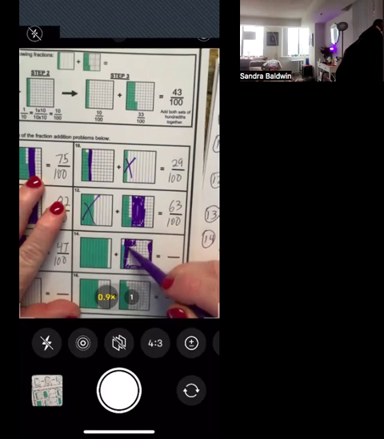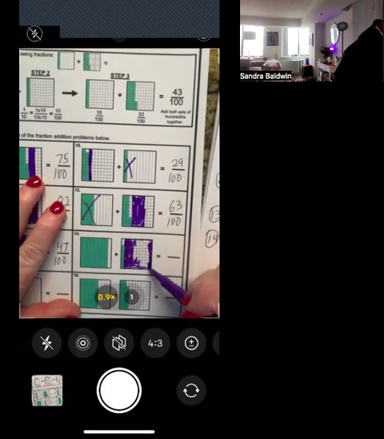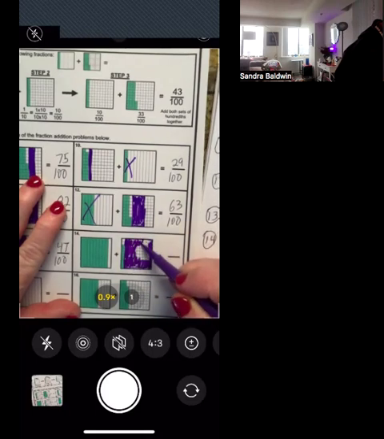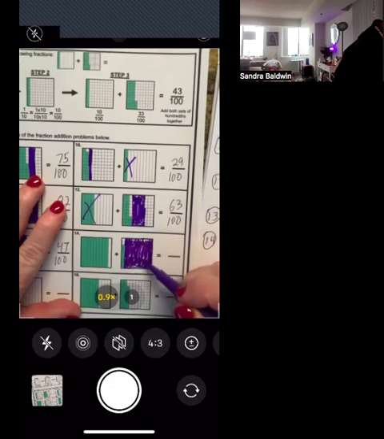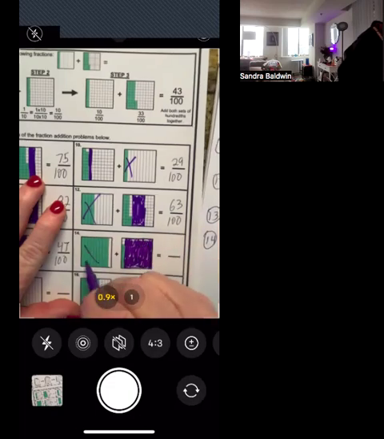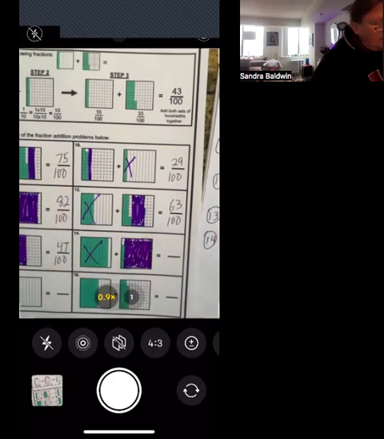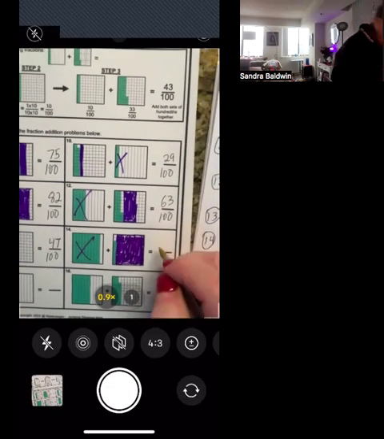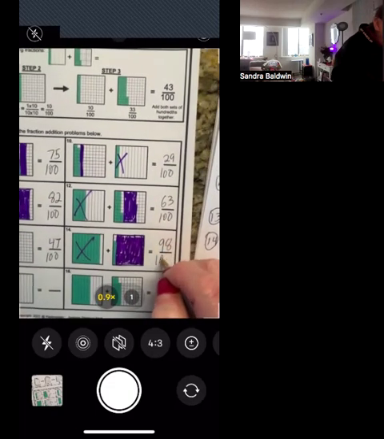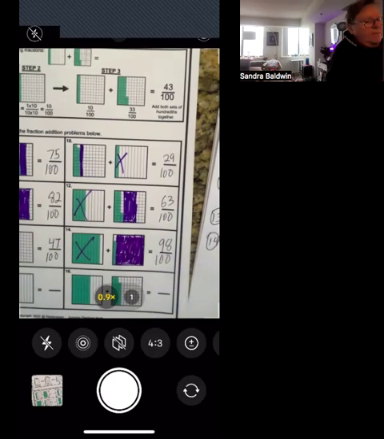Took me a while to color this one in. I'll just do it quickly to show you the idea. Okay, and since I only have 2 spots not colored in, I know that that is 98 out of 100 colored in, or 98 hundredths.